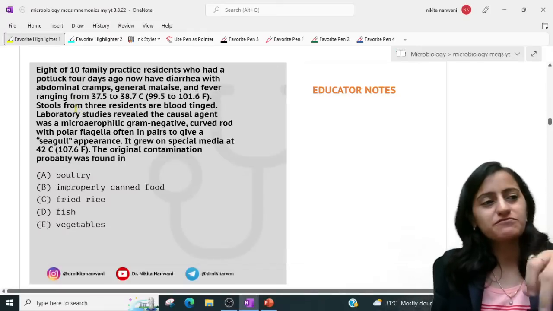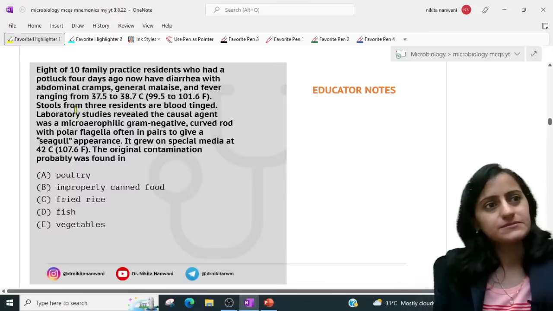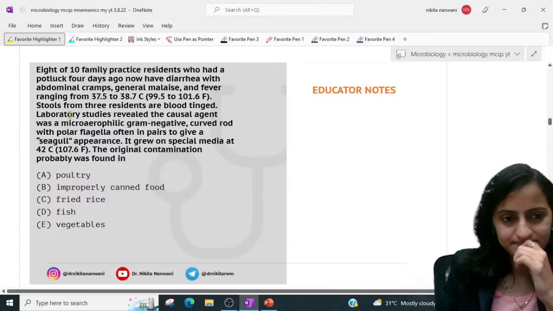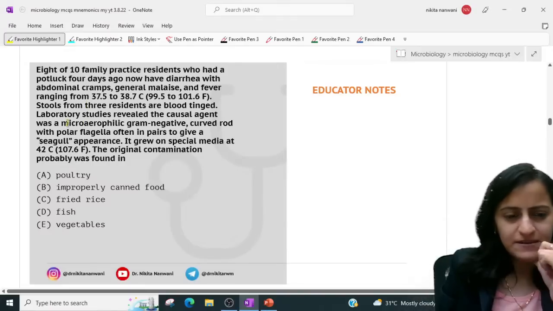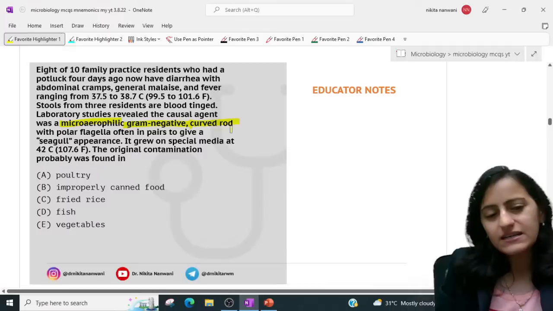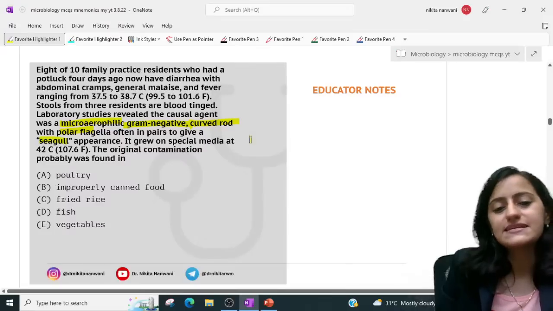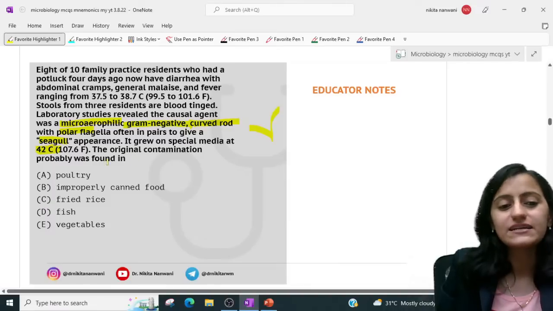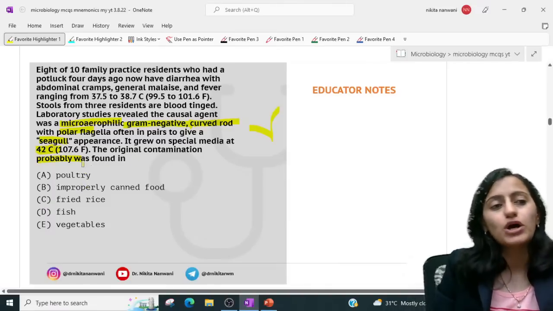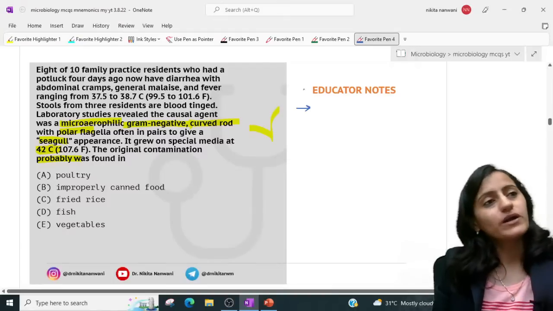A very, very important question. So the 5 questions that I've included here are the important topics. The most important point given here is microaerophilic, gram-negative, curved rod. Polar flagella, often in pairs, that gives a seagull appearance, right? So what organism is this? It grows at 42 degrees centigrade. So the contamination was probably due to what? What organism is this? This is very, very important, and you should never forget this in microbiology. What is going to be the answer here?